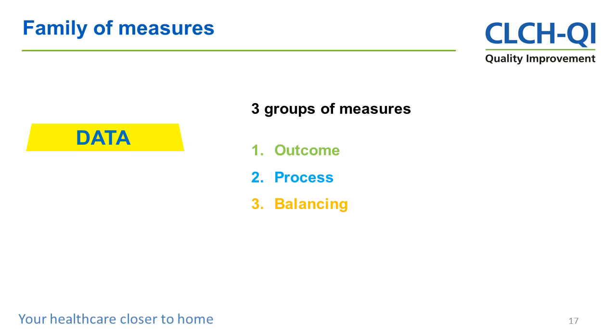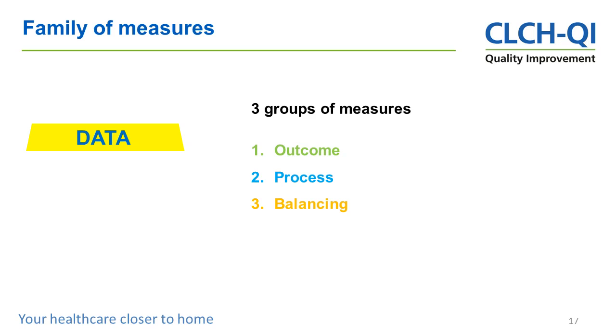If you're looking at providing some sort of training to upskill staff, then you might look at the number of staff or the percentage of staff that you've trained. These are examples of process measures. Most projects will have at least one or two process measures.